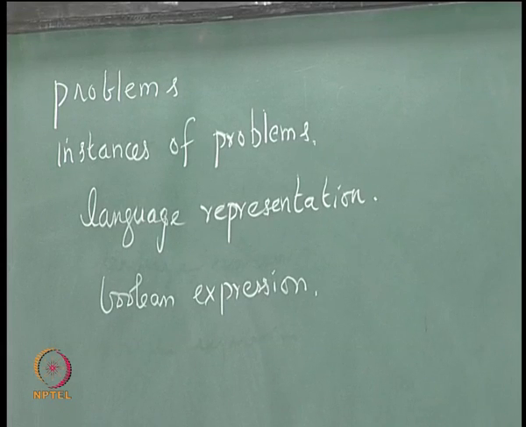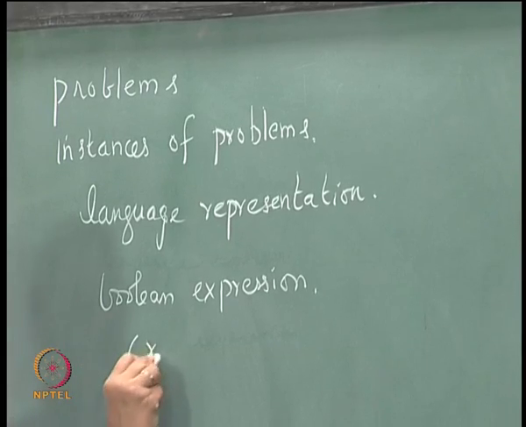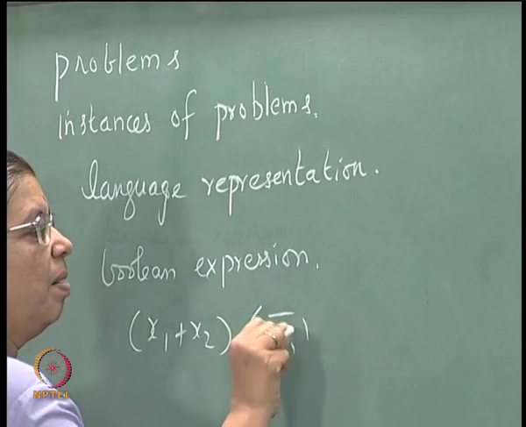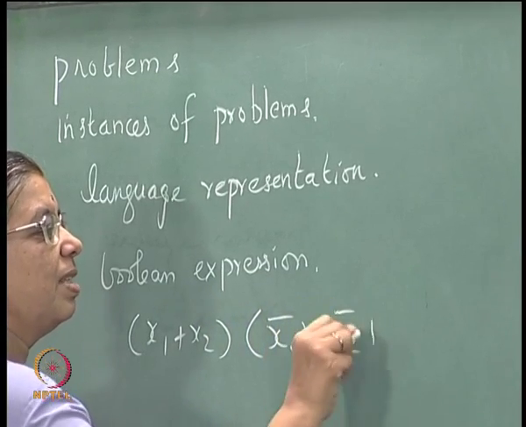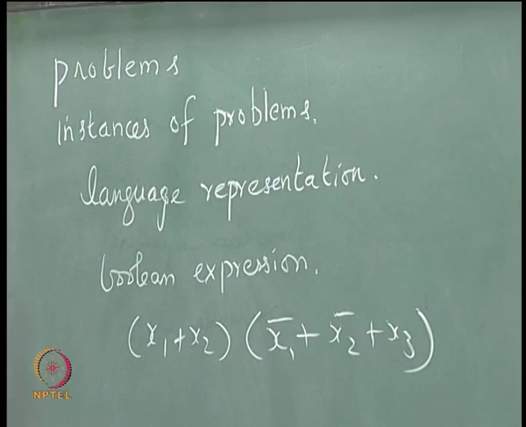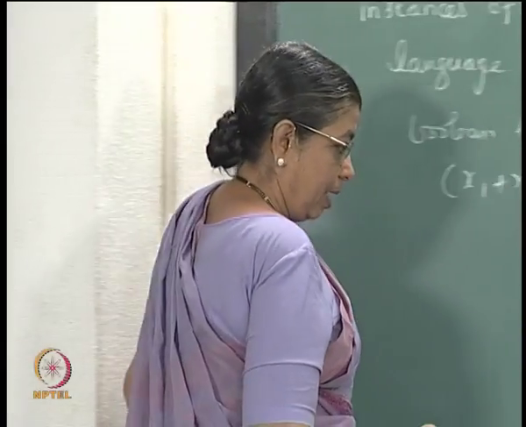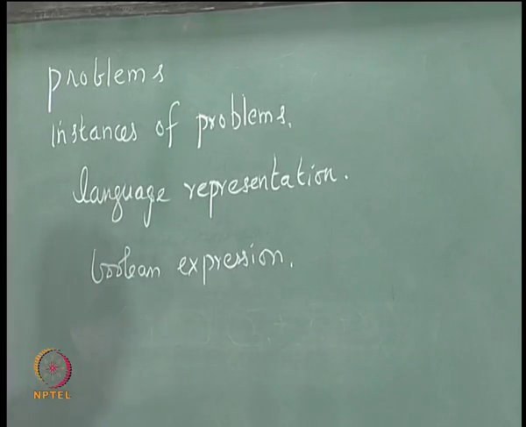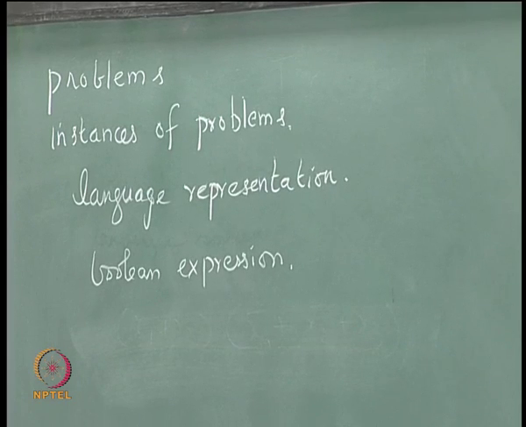That is a decidable problem. Is it satisfiable or not? Given an expression something like that, x1 plus x2, x1 bar plus x2 bar plus something like that. This is a Boolean expression. Is it satisfiable means is there an assignment to the variables which will make the expression equal to 1. This is a decidable problem. You can definitely find out whether it is satisfiable or not, but there are several instances of the problem.